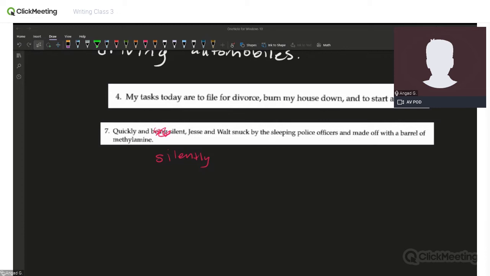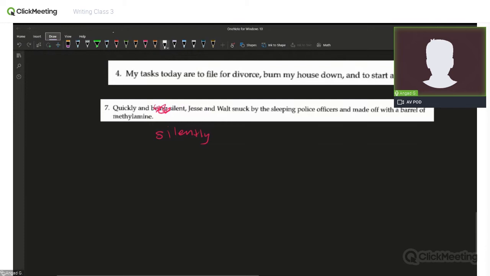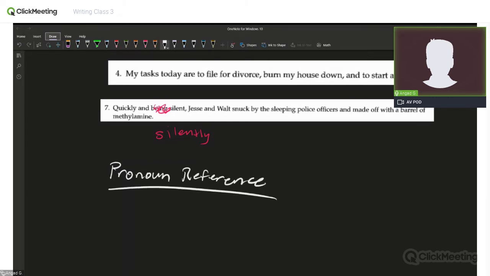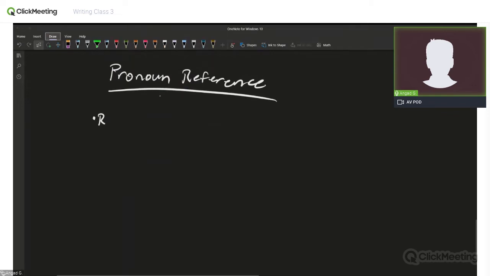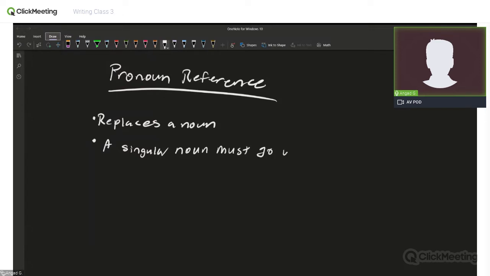Water is great. All right, so let's get into the next topic, which is pronoun reference. And if you're in high school, which you should be, pretty sure you guys know what a pronoun is. A pronoun replaces a noun to make a sentence less repetitive and confusing. So there are two rules for pronouns: one, it replaces a noun. And the second one, a singular noun must go with a singular pronoun. This applies to plural nouns and pronouns as well.